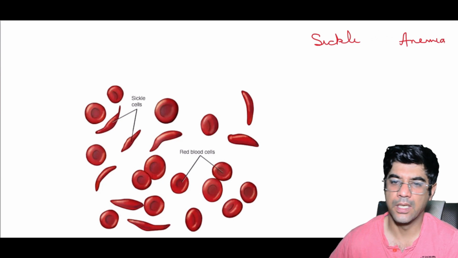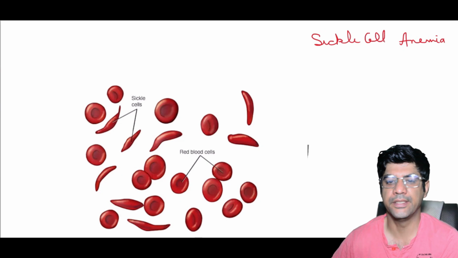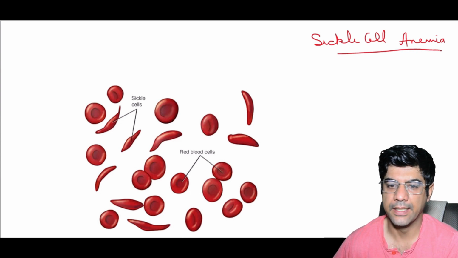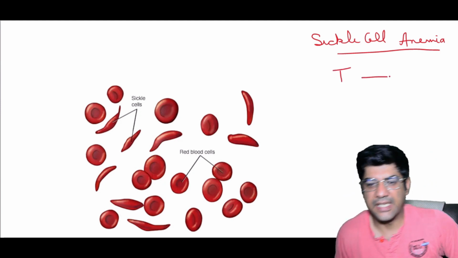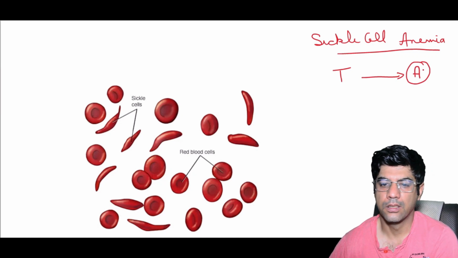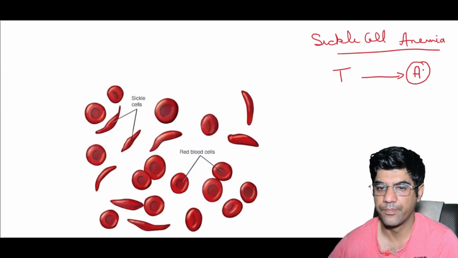Remember, sickle cell anemia is a genetic disorder that is caused by a change in the person's DNA. Here, a thymine molecule replaces adenine in the DNA sequence of the hemoglobin protein. So this change affects how hemoglobin, the protein that is present in RBC that carries oxygen, is made.